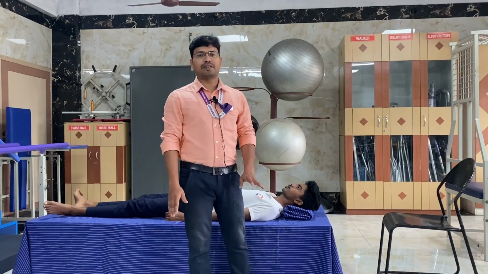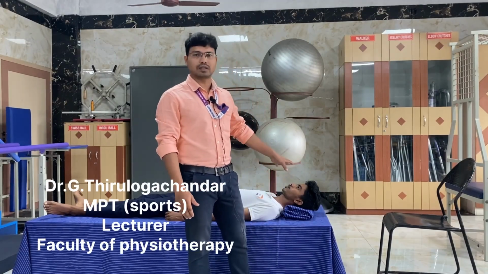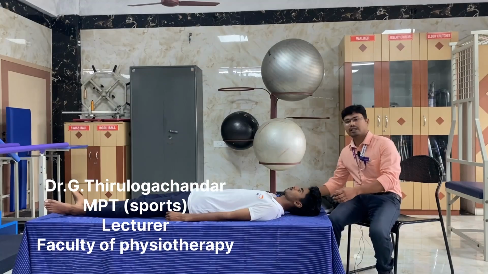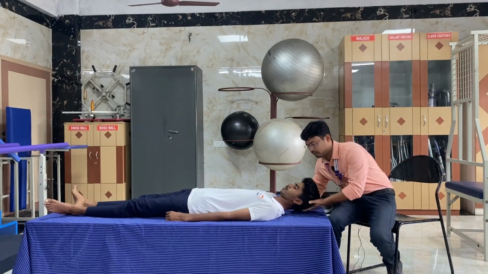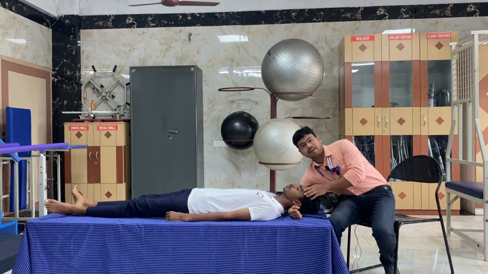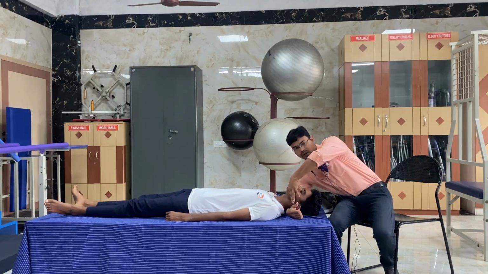Hello everyone. Today we have to discuss spinal manipulation techniques. Initially we start from the cervical spine. First, traction the cervical spine using my forearm. My hand will be placed under the neck, then I give downward pressure.